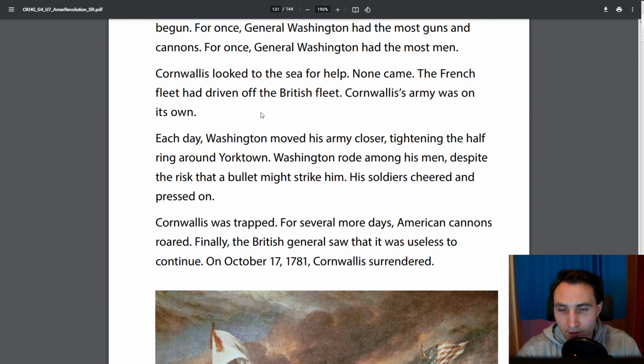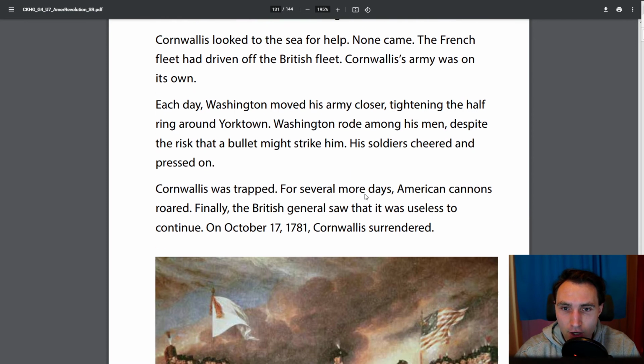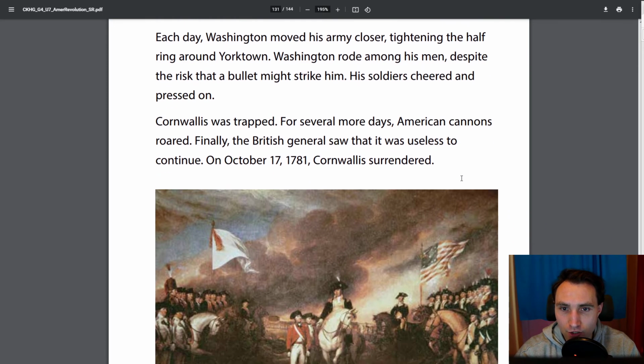That's a big mistake. He thought he could have help from his fleet, but that did not happen. Each day, Washington moved his army closer, tightening the half ring around Yorktown. Washington rode among his men, despite the risk that a bullet might strike him. His soldiers cheered and pressed on. Cornwallis was trapped. For several more days, American cannons roared. Finally, the British general saw that it was useless to continue.